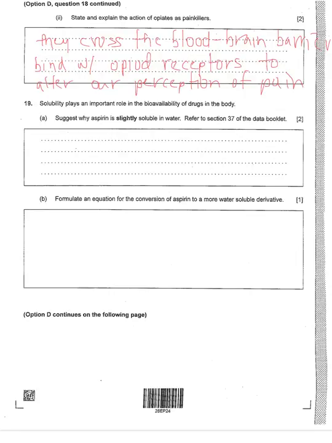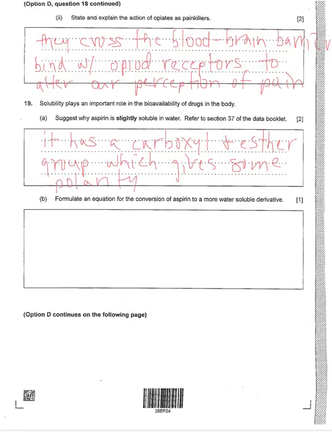So when you look at the structure of aspirin, you should notice that there's a carboxyl and an ester group on it, or side chain, which gives it polarity. But those are just side chains, so the main part of the aspirin is still nonpolar. But it does have some polarity. And then it says, formulate an equation of the conversion of aspirin to a more water-soluble derivative. This is kind of an obscure question, but if they'd suggested it's going to react with NaOH, you might be able to get it.